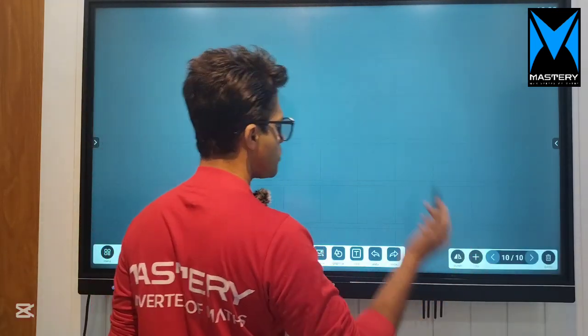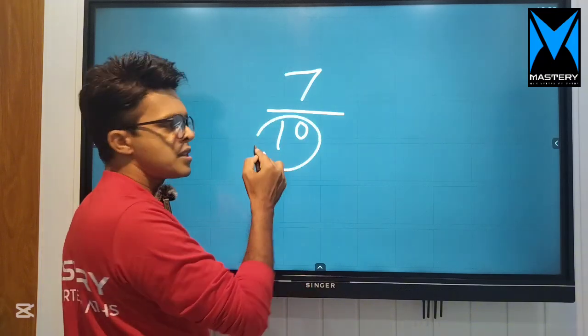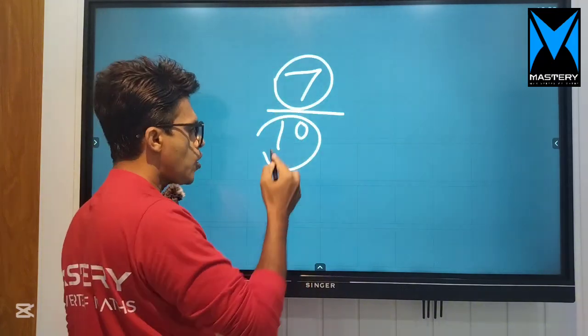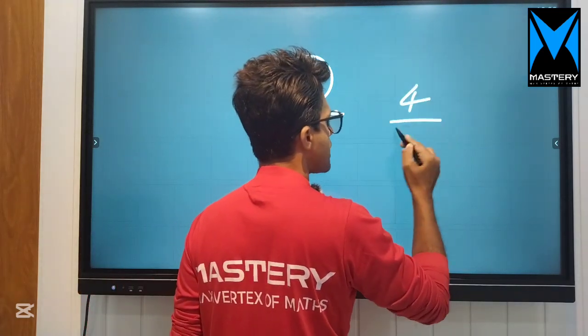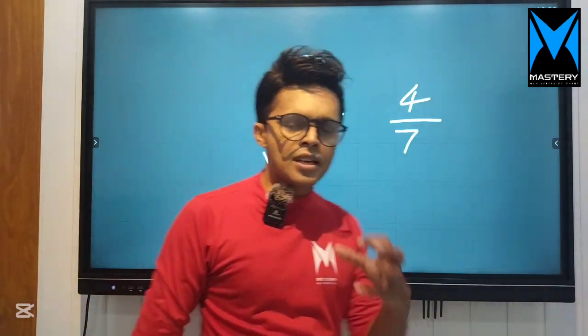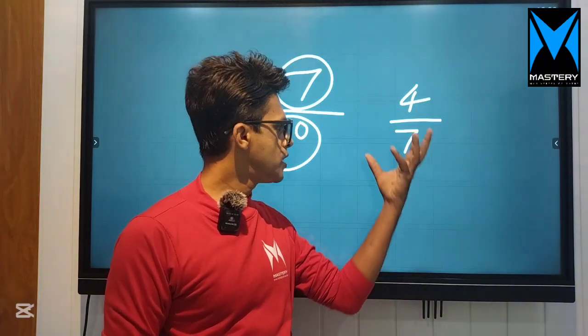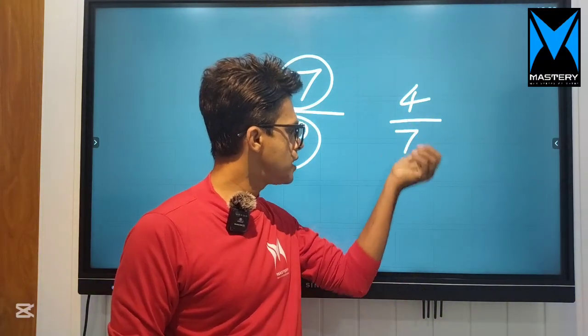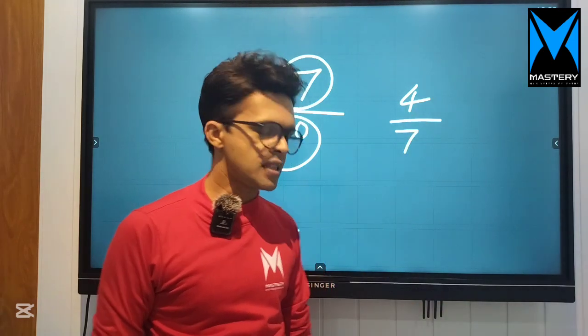Then here, what should be the denominator and what should be the numerator? The denominator is 10 and the numerator is 7. Here, what is the denominator and what is the numerator? The denominator is 7 and the numerator is 4. So the bottom digit is named the denominator and the top one the numerator.